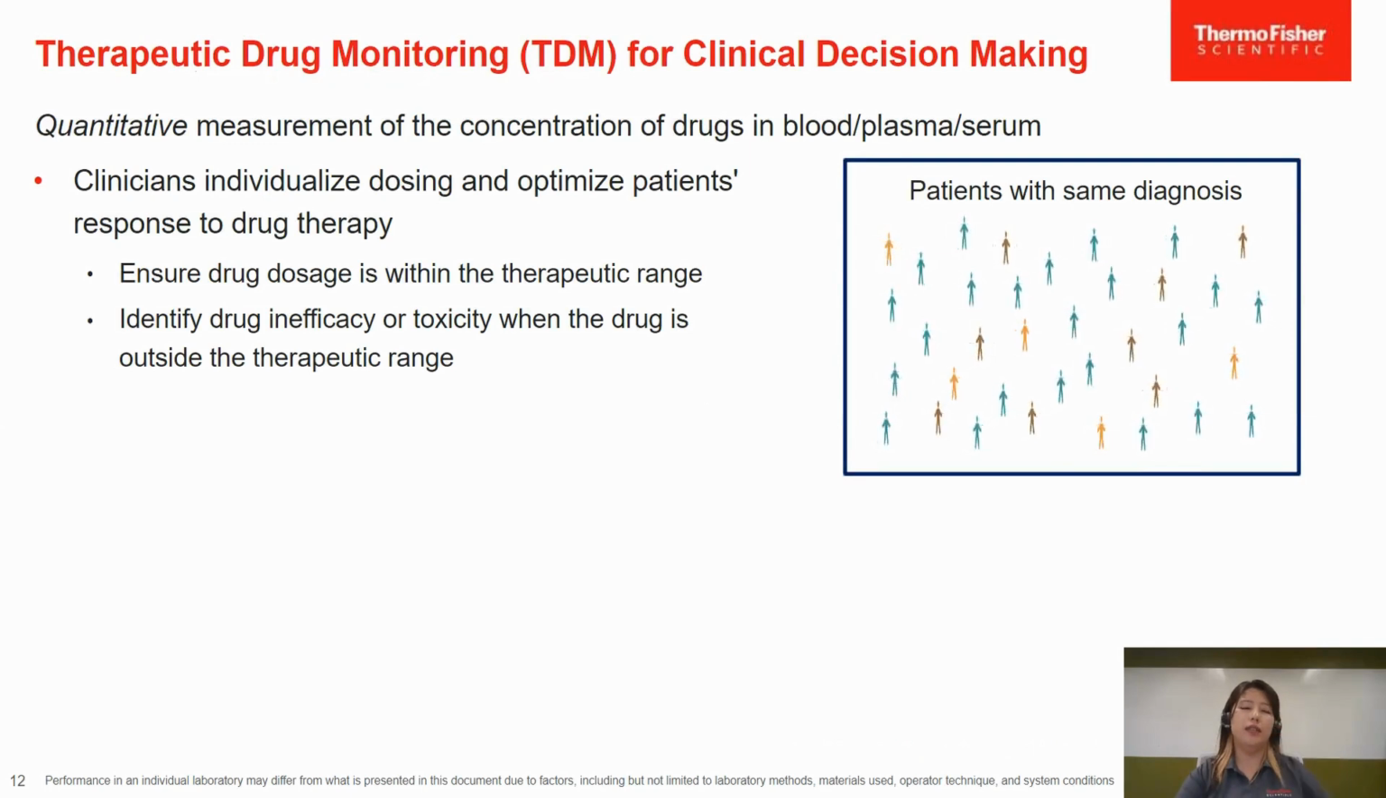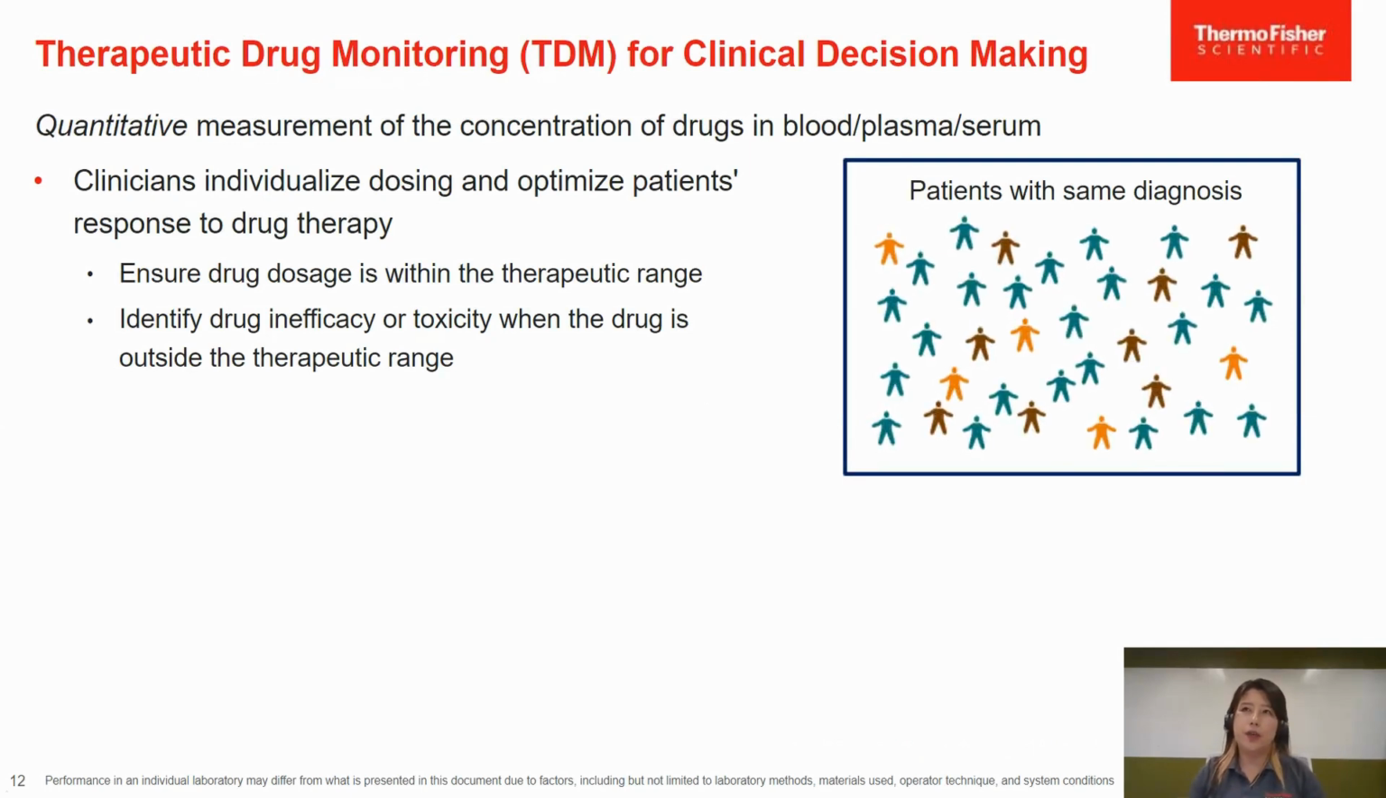And I'm going to switch gears a little bit. For clinical use, the therapeutic drug monitoring approach, or TDM, is very useful during patient therapy for clinical decision making. TDM is the quantitative measurement of the concentration of the drugs in the blood, plasma, or serum. Currently, measuring the concentration is the easiest way, and a useful approach, reflecting the drug outcomes.